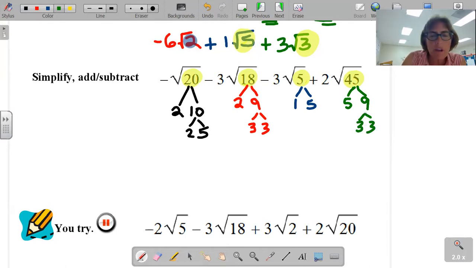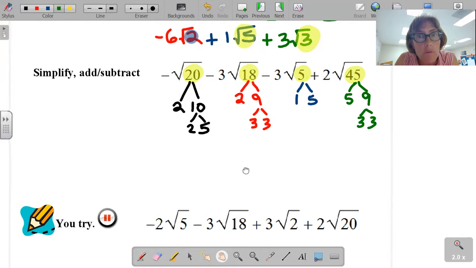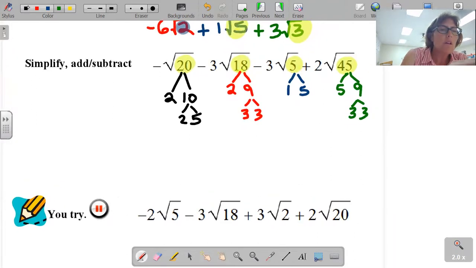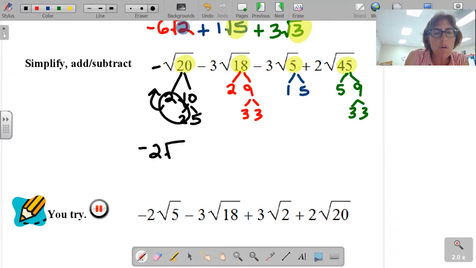Okay, I broke down everything, even though not all of them simplify. Take a close look here. We have a pair of 2's. The 2's come out. There's a negative sign, so this is going to be -2 square root of 5. Why? Because 5 is what's left behind there.